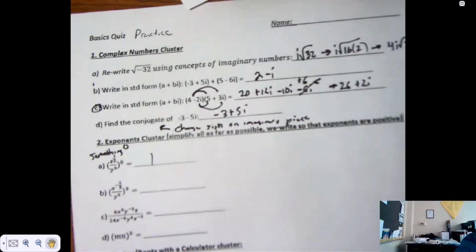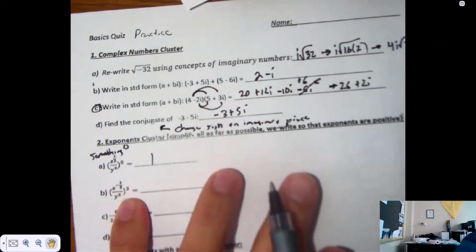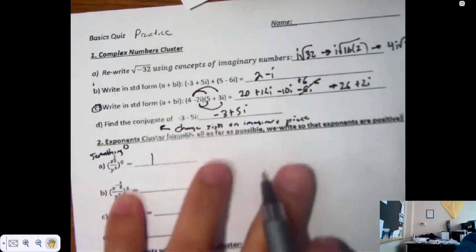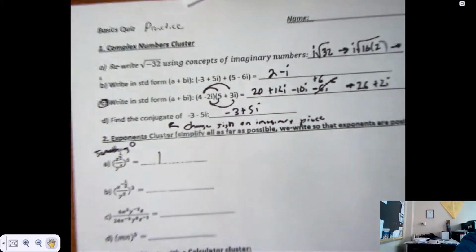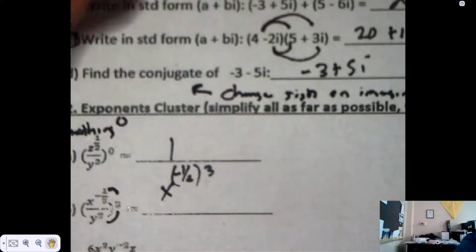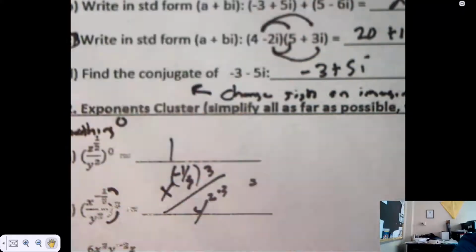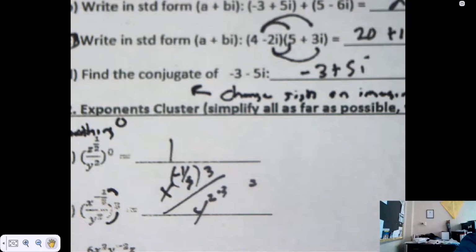All right, I wish they were all that easy, but they're not. You've got an exponent outside. You've got stuff inside a set of parentheses, and you've got an exponent outside the parentheses. What are you supposed to do with that outside exponent? Kind of distribute it in. You're multiplying it in. So I have x to the negative 1/3 times a 3 up top, sitting over a y squared times a 3. Now, what is a negative 1/3 of 3?